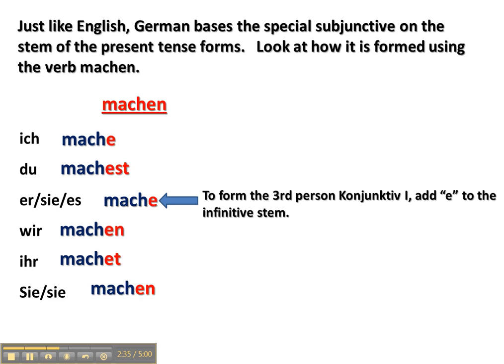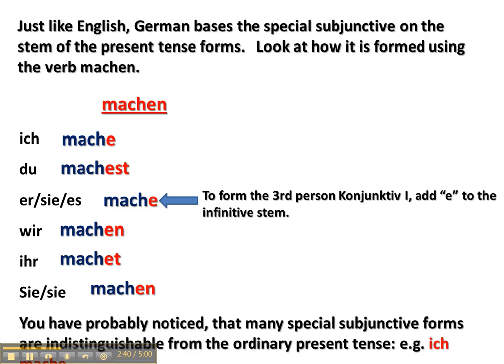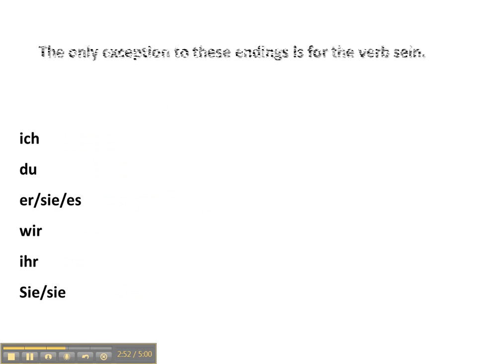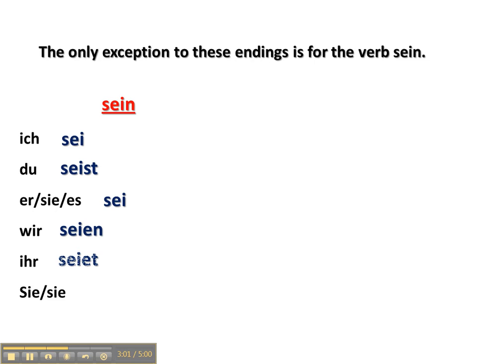And the third person singular, you just add an e to, and you probably noticed that many of the special subjunctive forms are indistinguishable from the ordinary present tense. For example, ich mache. So it looks the same as it does in the present tense. This can be a source of confusion. The only exception to these endings is the verb sein itself, which in German is ich sei, du seist, er sei, wir seien, ihr seid, sie seien.